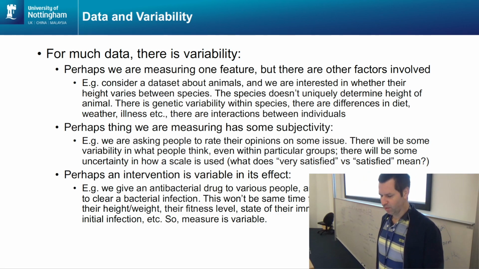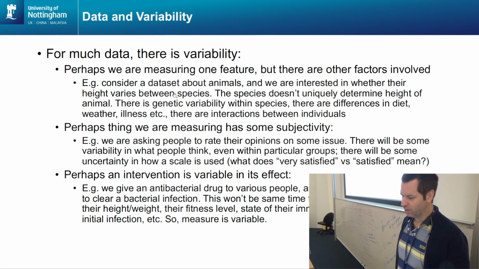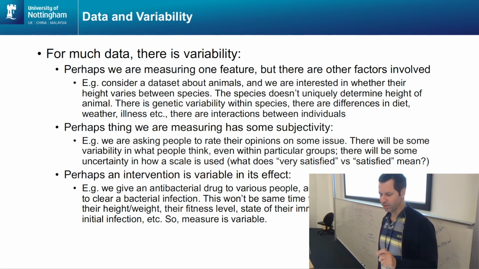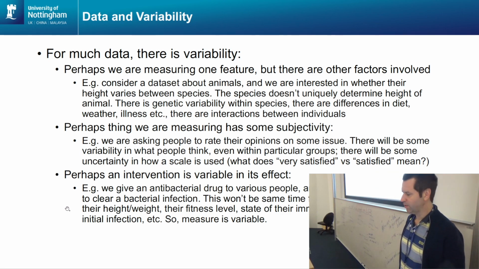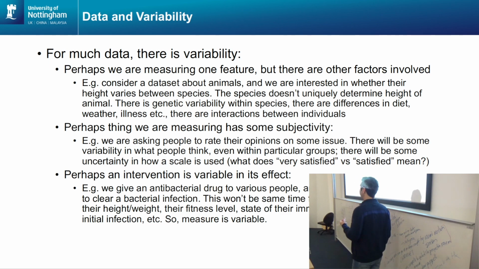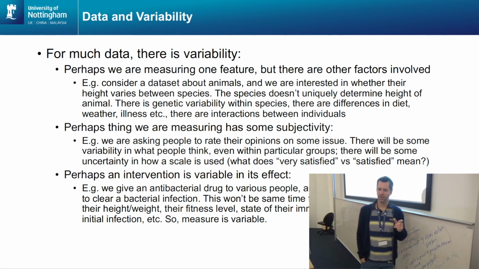So maybe we want to measure one feature, but there are multiple factors involved. Imagine an animal data set. We might want to measure the height between multiple species. Maybe we want to compare the opinions of two different groups of people. That's another possibility. And maybe we want to compare, for example, the effectiveness of a drug on two different cohorts of people. That's very common.